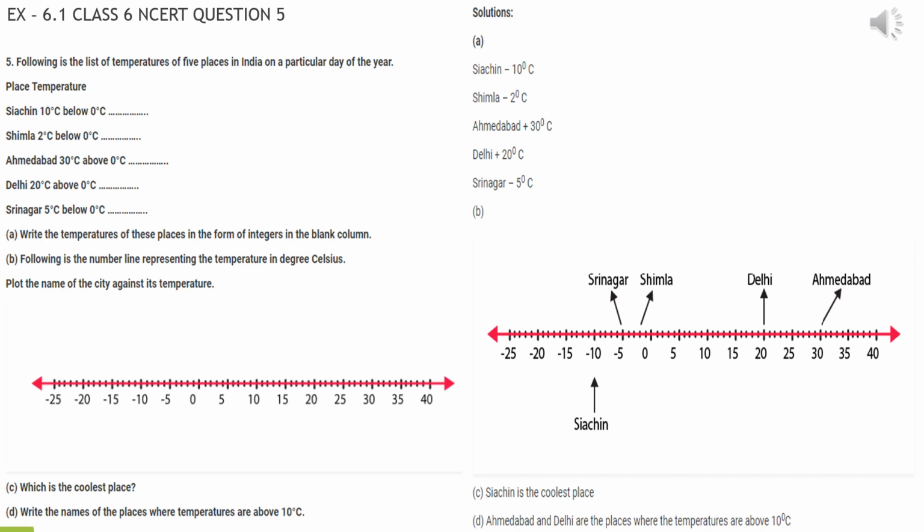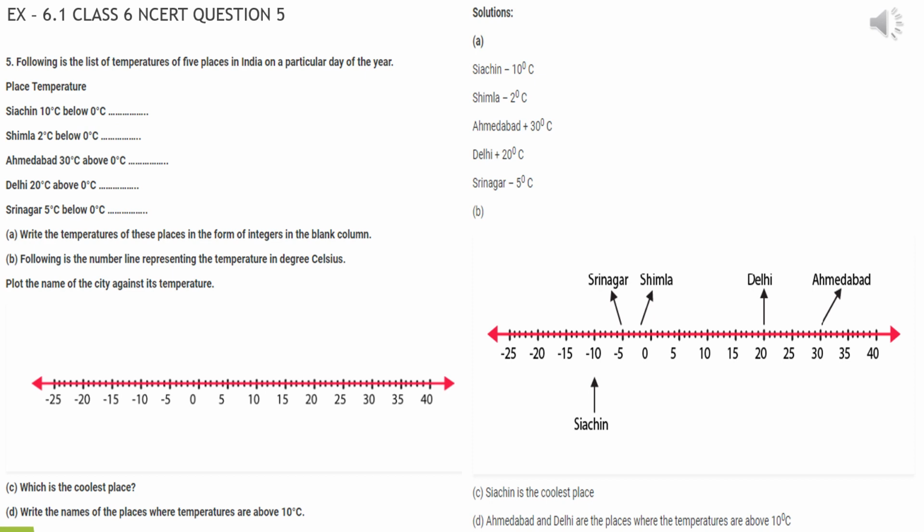But on the number line we have not been given minus 2. So we will represent minus 2 on the number line. Firstly see, between 0 and minus 5 we have 4 subdivisions. The first subdivision represents minus 1, the second subdivision represents minus 2, the third subdivision represents minus 3 and the fourth subdivision represents minus 4. Always remember to start the counting of subdivisions from the left side. So the second subdivision represents minus 2. We will write Shimla here.